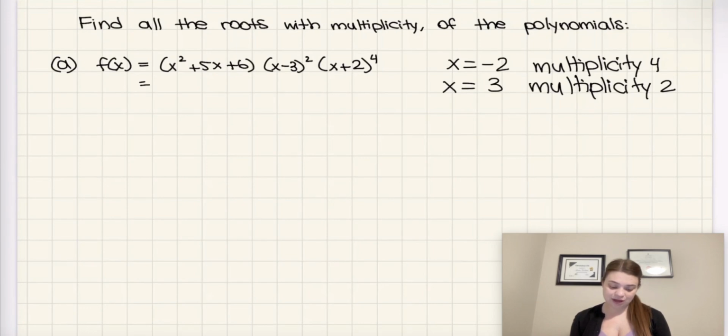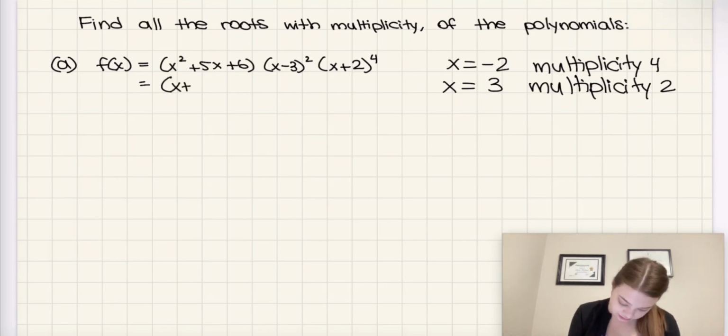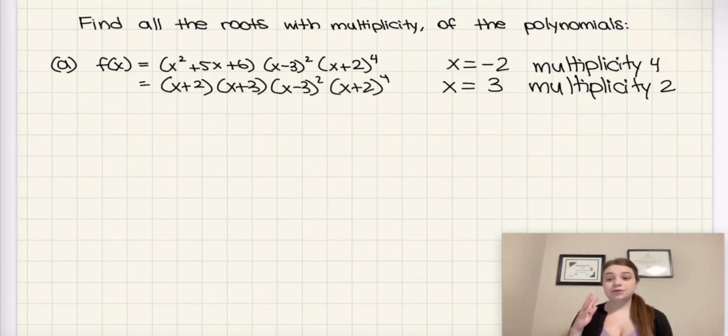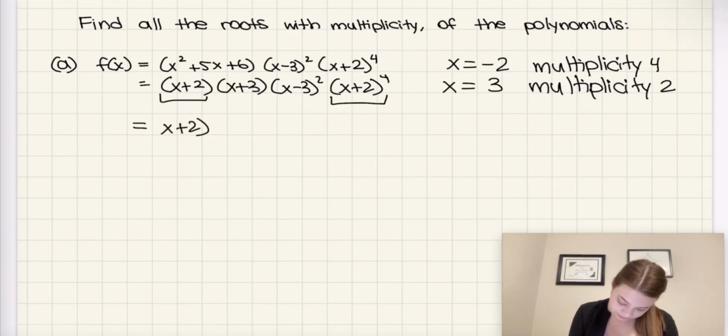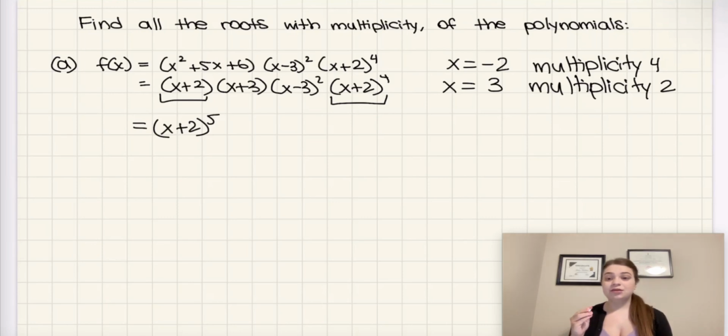We can note that 2 times 3 is 6, and 2 plus 3 is 5. So this can just be x plus 2 times x plus 3, and then x minus 3 squared is still here. X plus 2 to the power 4 is still here. Now there's something else I'm noticing right now too. Here we have an extra x plus 2, and x plus 2 times x plus 2 to the power 4 is the same as x plus 2 to the power 5. So actually, the root negative 2 that before we believed had multiplicity of 4 actually has multiplicity of 5.